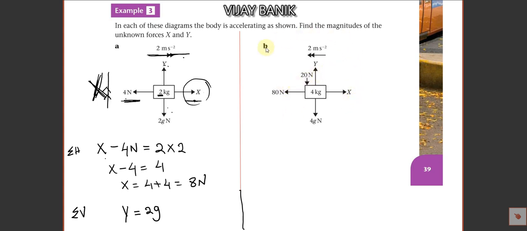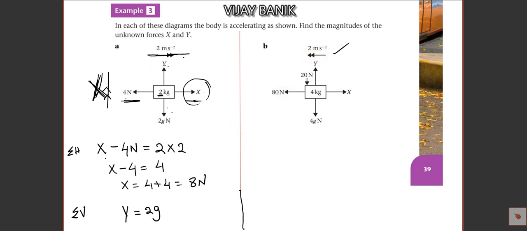So let's talk about this particular situation. Here also it is accelerating. Vertically you have three forces acting, and horizontally you have two forces acting. It is accelerating in the horizontal direction only and not in the vertical. So the vertical direction is in equilibrium and the horizontal direction is not in equilibrium. I also mentioned whichever side is the acceleration, that side is positive. So 80 Newton is going to be positive.